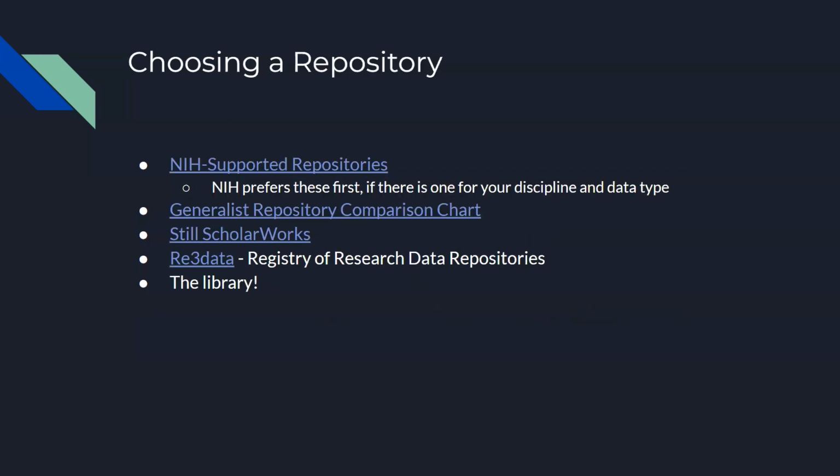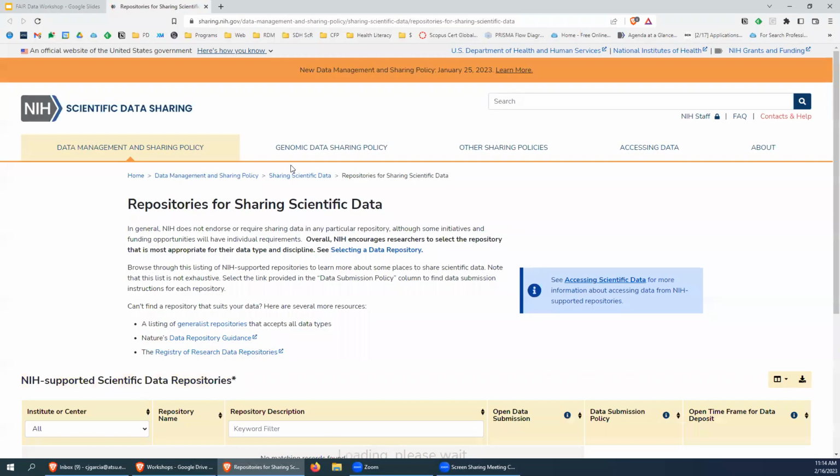And so I did want to spend a little bit of time now talking about how to choose a suitable repository and where to look for repositories. Because you may have already noticed a theme here, which is that a lot of the FAIR principles are addressed not necessarily by you individually, but by just choosing a good repository. And so I did want to show a couple of links here.